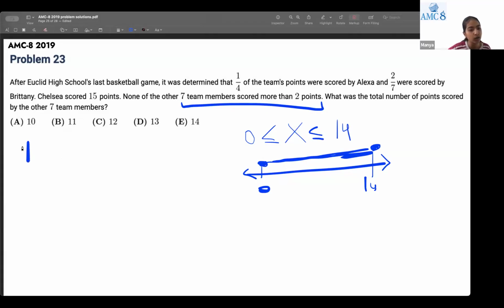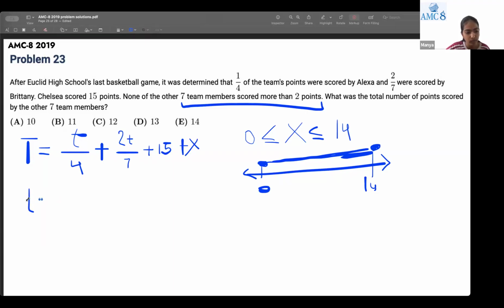So t is the total number of points that they scored. So t is equal to t by 4, plus 2t by 7, plus 15 because Chelsea, and plus x. X once again is the total number of points the other 7 teammates scored. Suppose that t is the least common multiple of 4 and 7. So t can be equal to 28. So suppose that t is equal to 28.